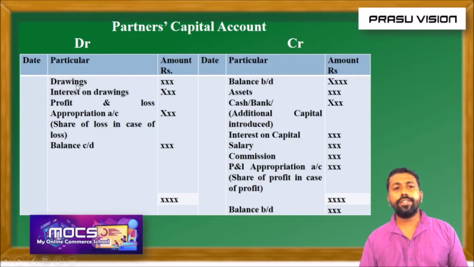Then drawings, interest on drawings, loss in profit and loss appropriation account is debited. And the remaining amount is known as what? Balance carried on. So hope the idea is very clear. We are going to solve one problem.